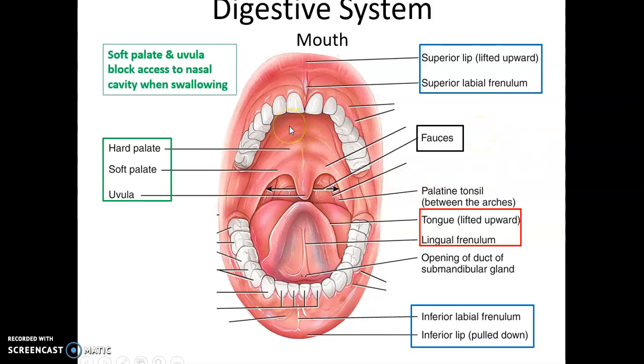The roof of the oral cavity is formed by the hard palate, the soft palate, and then dangling in the back is the uvula. The soft palate and the uvula are important because when we swallow, they will block the entrance to the nasal cavity, preventing the food and drink from going up into the nasal cavity. Then, of course, when we swallow, the food will need to pass from the oral cavity into the pharynx, so it'll go through the back opening for the oral cavity called the fauces.